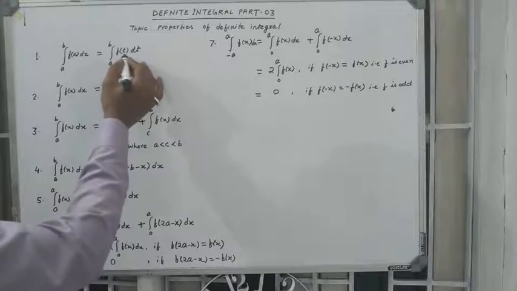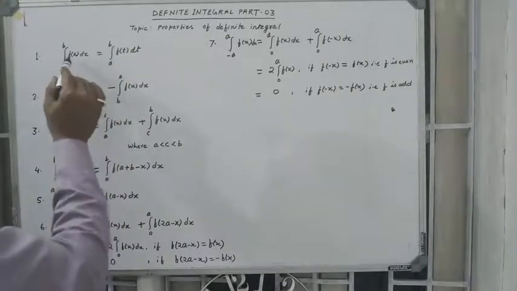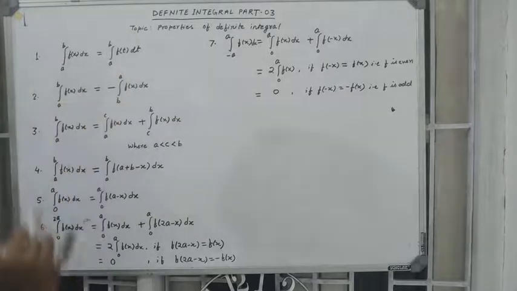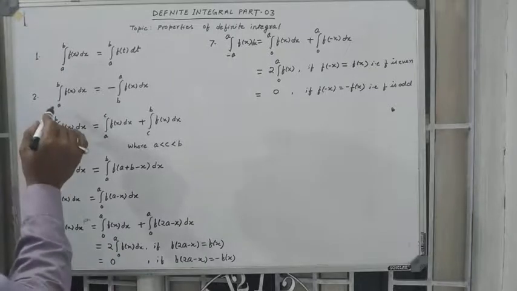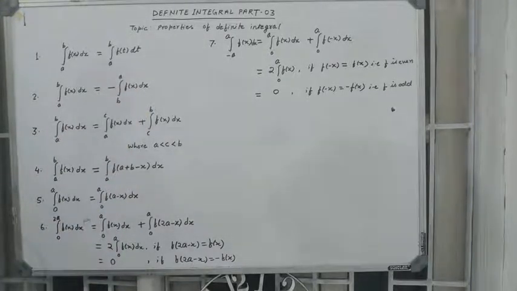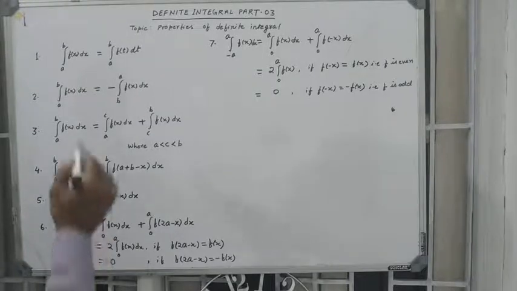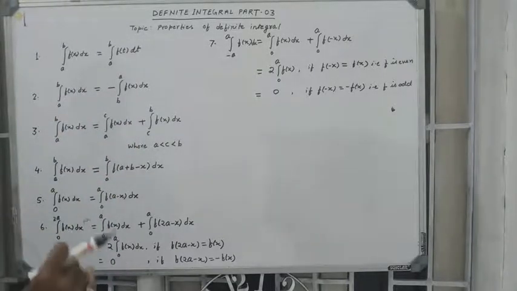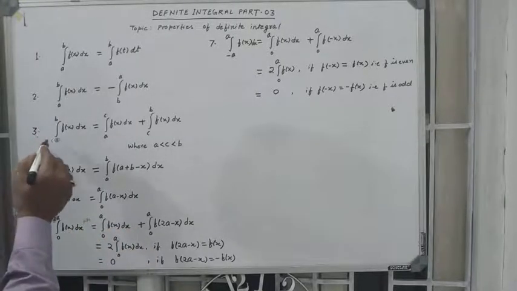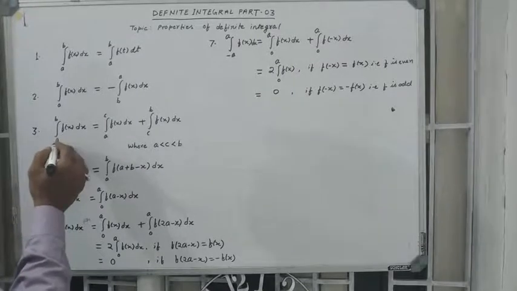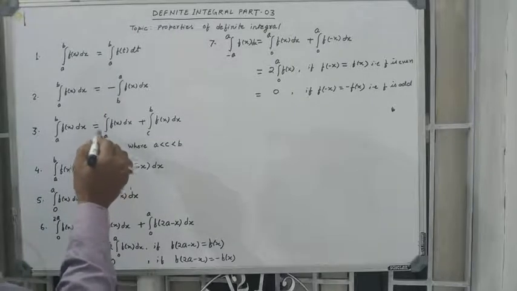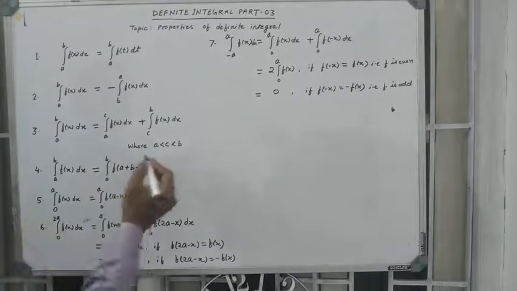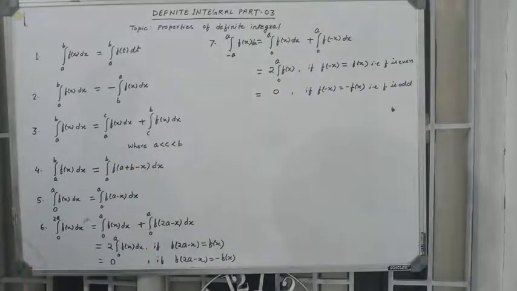If you change the variable of integration from x to t, then nothing will change. The value of the definite integral will remain the same. The second property is, if you interchange its lower and upper limits, the sign of the value of the definite integral will change. The third one: the definite integral from a to b can be written in the form of a to c and c to b, where c is between a and b.